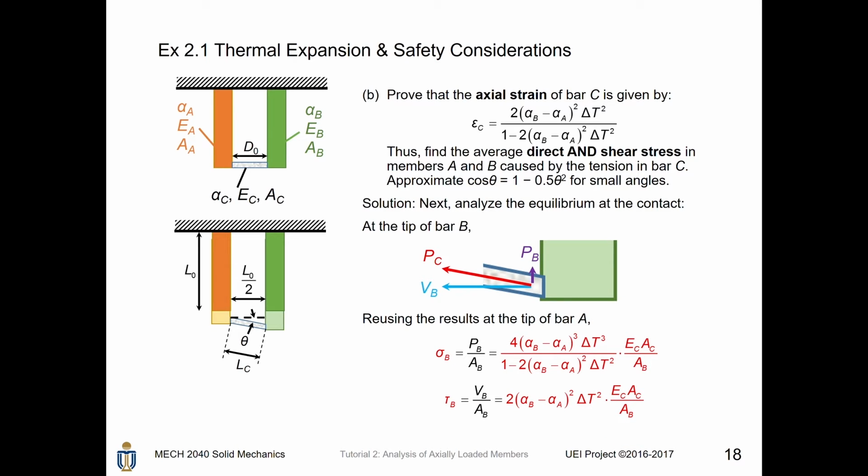At the tip of bar B, it is rather similar to bar A. One thing we have to change is just the cross-sectional area. So I just skip those steps and you can have a look by yourself.